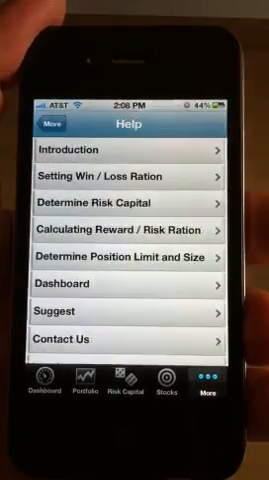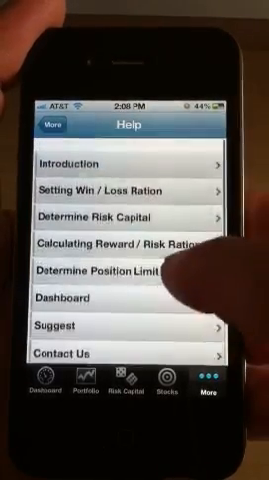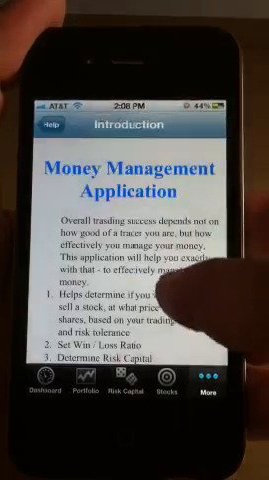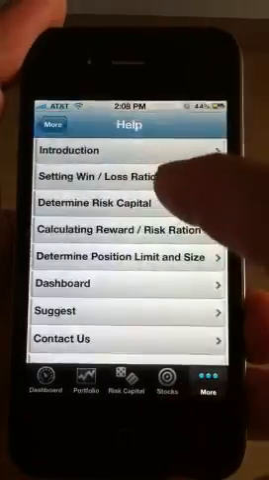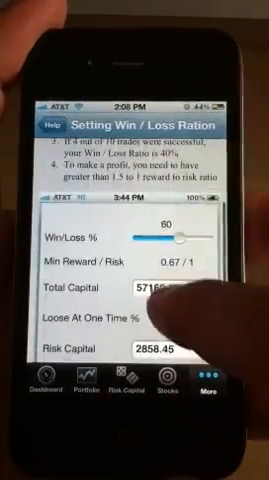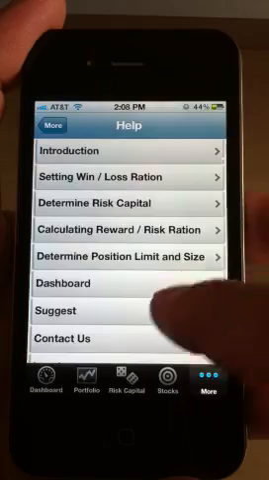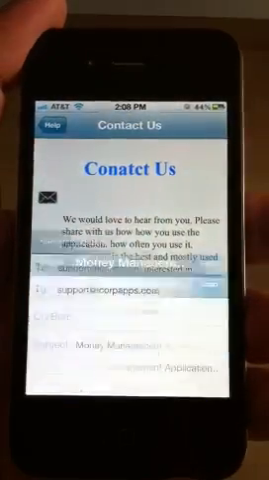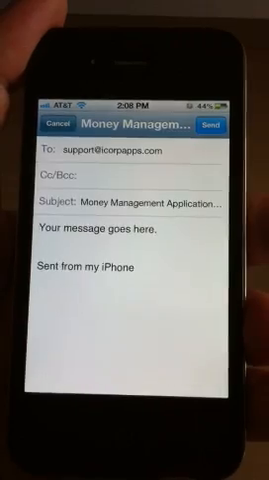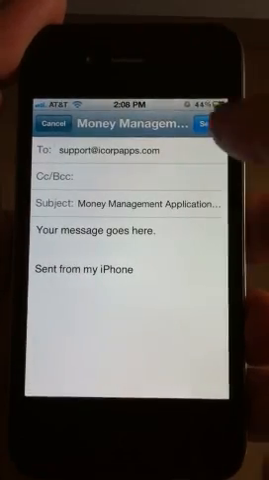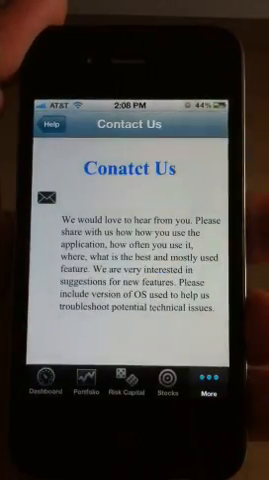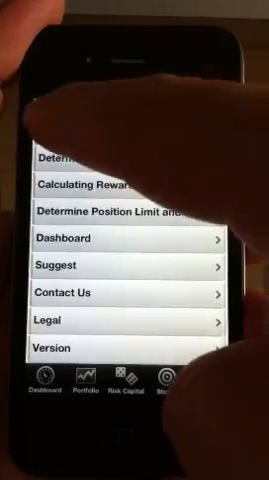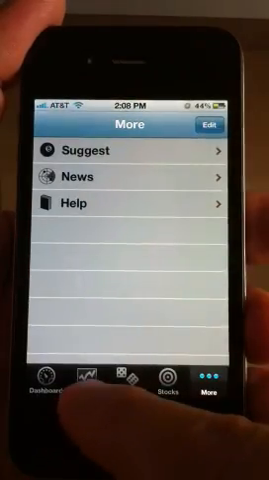We also provide a very extensive help. All of the features that I showed are explained by examples and screenshots. We have a contact us where you can send us a note with a question or any issues that you might have with the application. It's as simple as that. We would like to hear from you and we would respond as soon as possible.